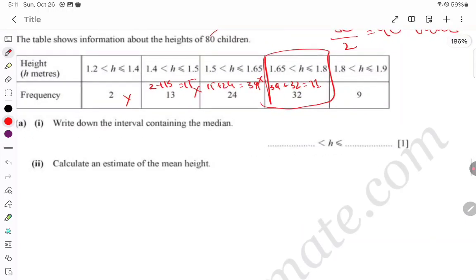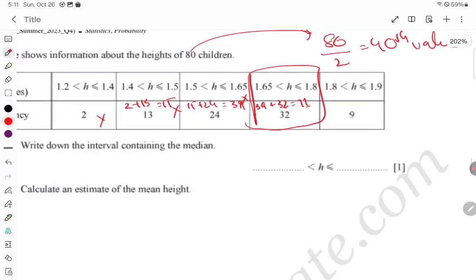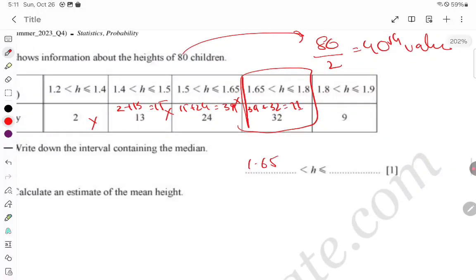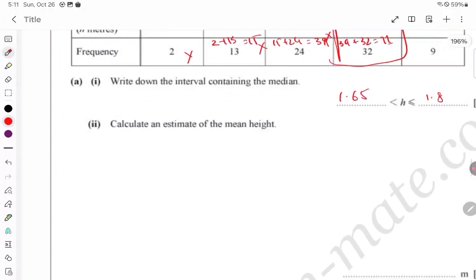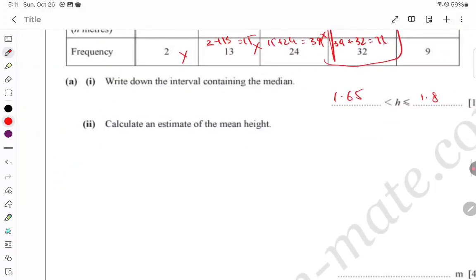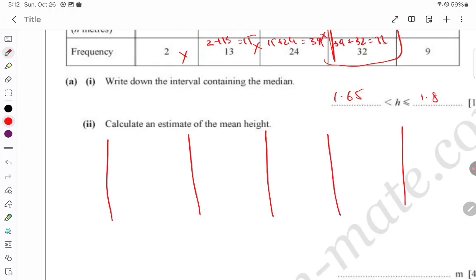Now for that, the height will be greater than 1.65 and less than or equal to 1.8. This is our answer. In part two, calculate an estimate of the mean height. Again, we have to calculate the mean. We have to calculate the fx.